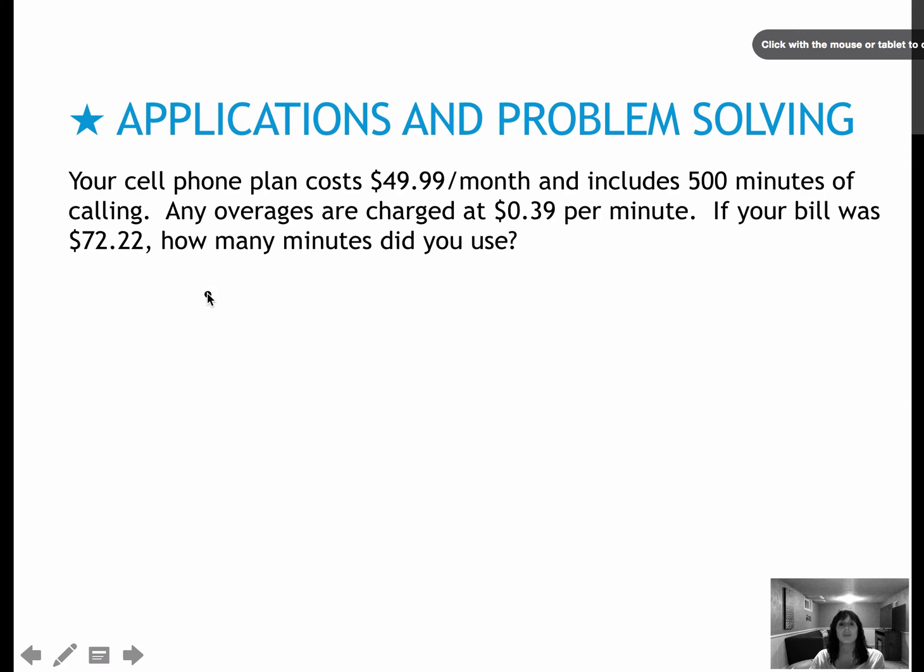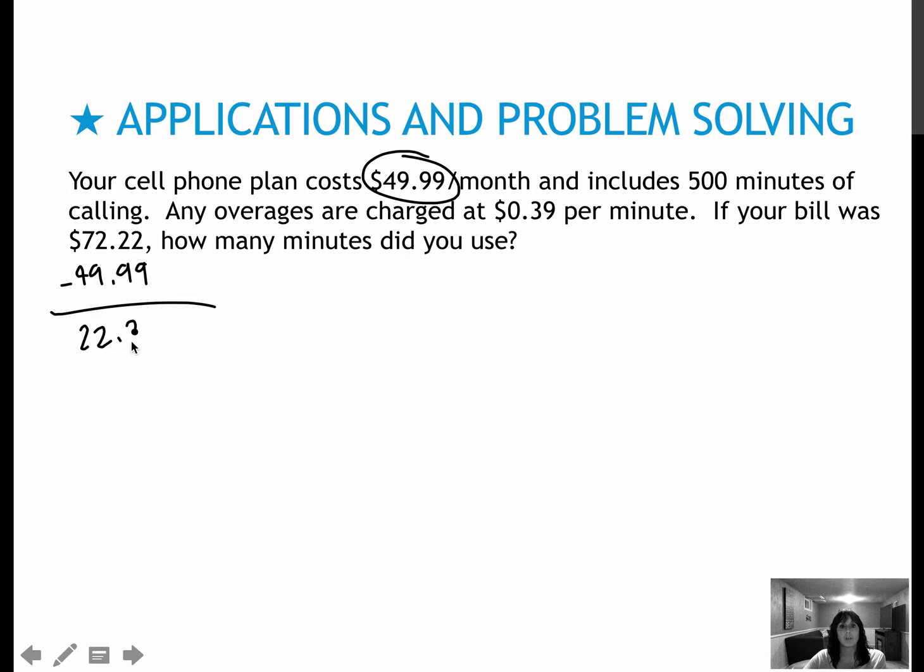Well, we need to figure out what our overages are, so we need to figure out what is $49.99 taken away from our bill, because our $49.99 is the cost of the plan. So I'm going to subtract 49.99 to find out what I have left over. Again, using a calculator, 22.23 is what I'm left with. So when I subtracted, I got 22.23. That's how much I'm paying extra.